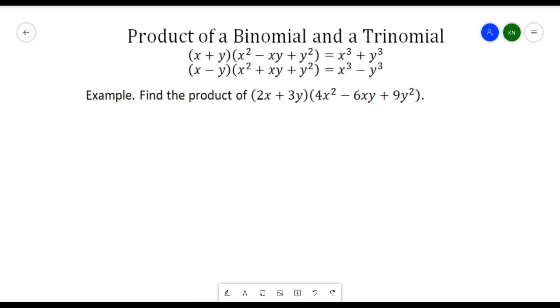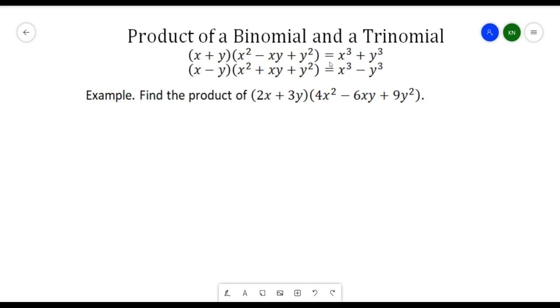So moving on, we have the second to the last type of our special product, which is the product of a binomial and a trinomial. We have here the format of x plus y multiplied by x squared minus xy plus y squared, which is a trinomial. This is a binomial, this is a trinomial.